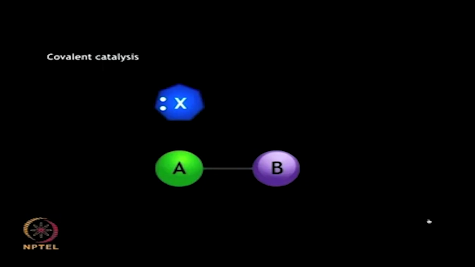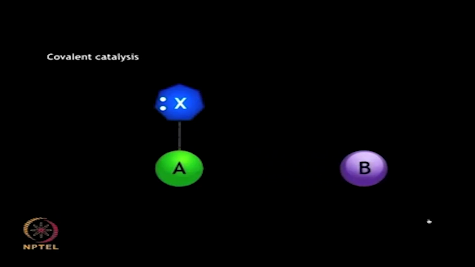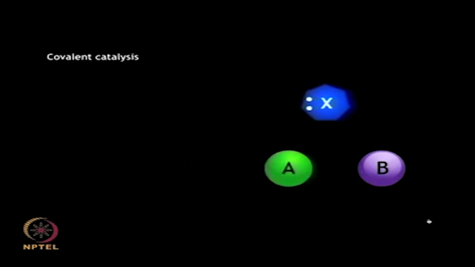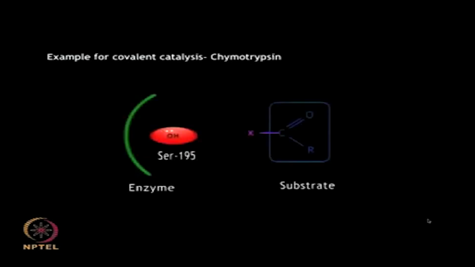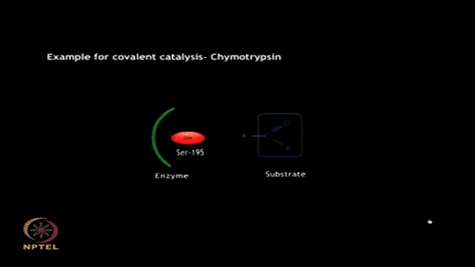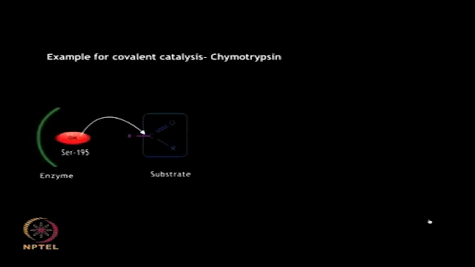Formation of this bond provides an alternative reaction pathway that has lower activation energy than the uncatalyzed reaction. Several amino acid side chains act as effective nucleophiles that facilitate this reaction. The enzyme is regenerated in its unaltered form at the end of this reaction. Chymotrypsin is one such enzyme that carries out catalysis by covalent modification.